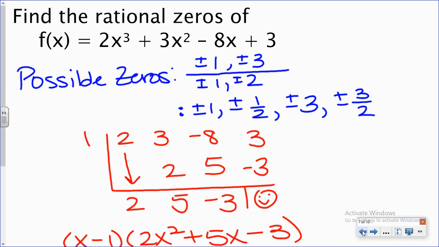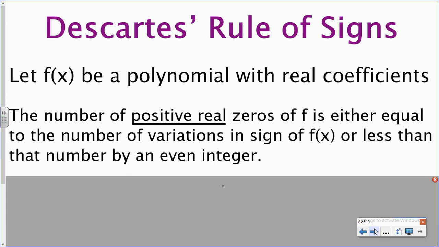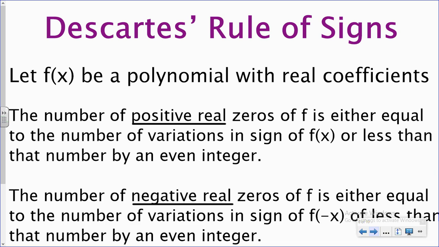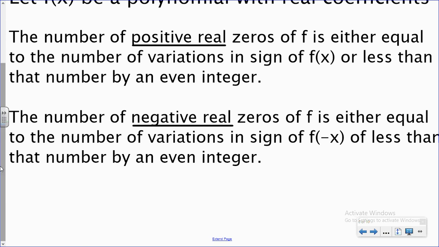Okay? Now, we could have imaginary zeros. So if there are two sign variations, there could be two positive real zeros, or there could be zero, because that's two less. If you get three sign changes, there could be three positive real zeros, or there could be one, because there could be two imaginary. All right? And then you have the same rule for negative real zeros, except you are looking for the sign variations for f of negative x.